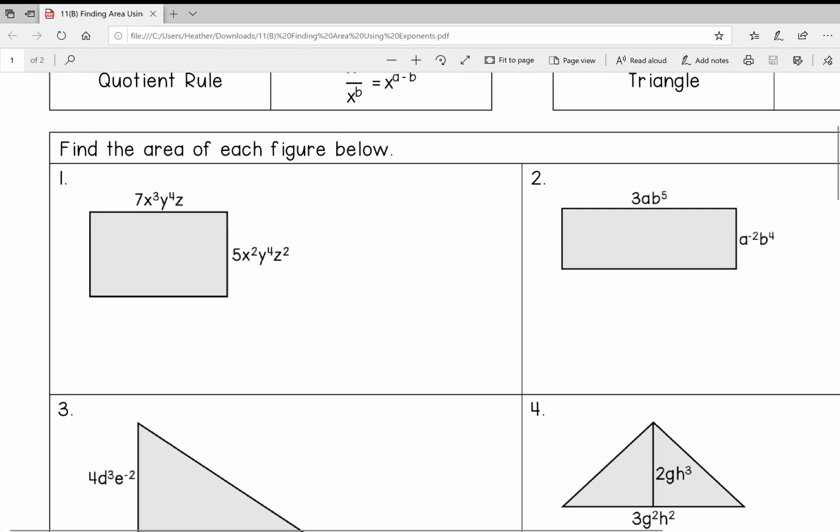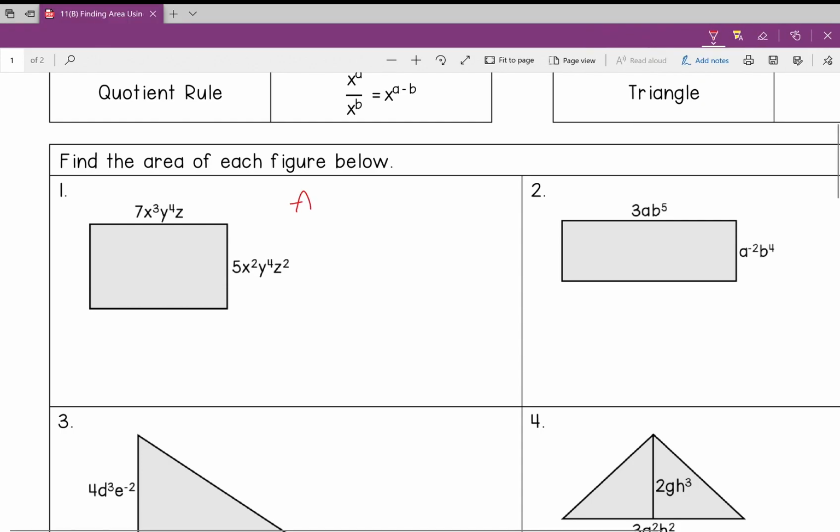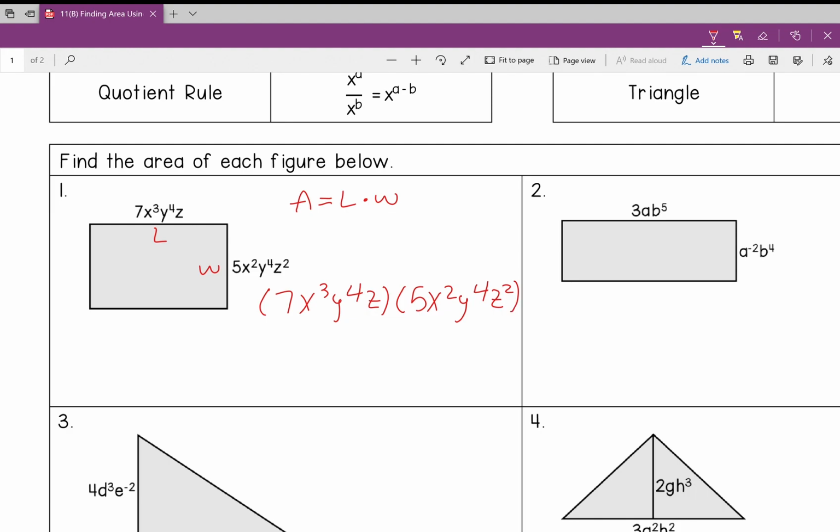Number 1 says find the area of each figure below. So remember, area of a rectangle is equal to length times width. So this is our length and this is our width. So this becomes 7x cubed y to the 4th z times 5x squared y to the 4th z squared. So remember, when we are multiplying common bases, we add the exponents.